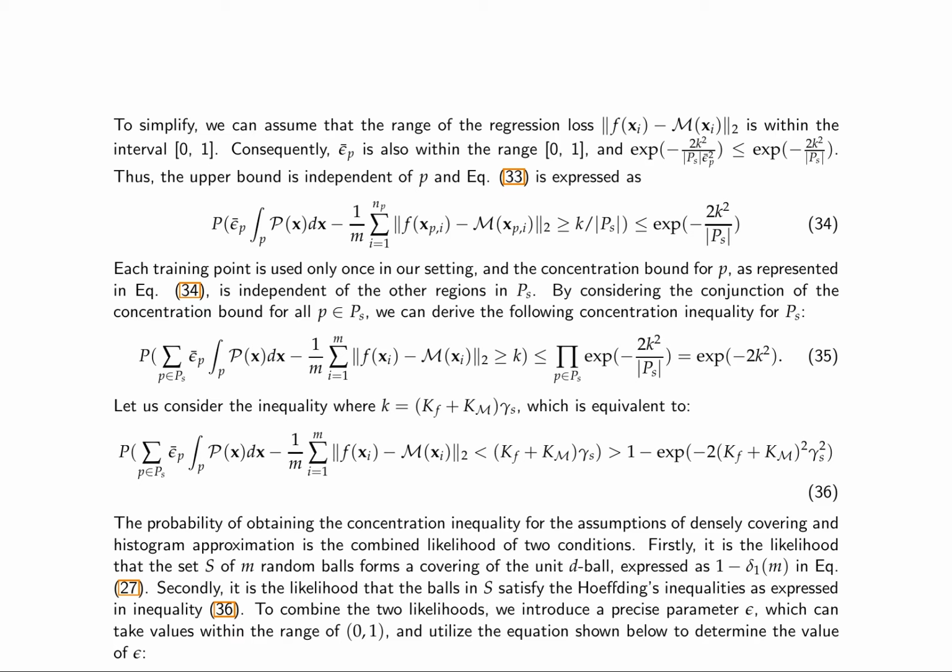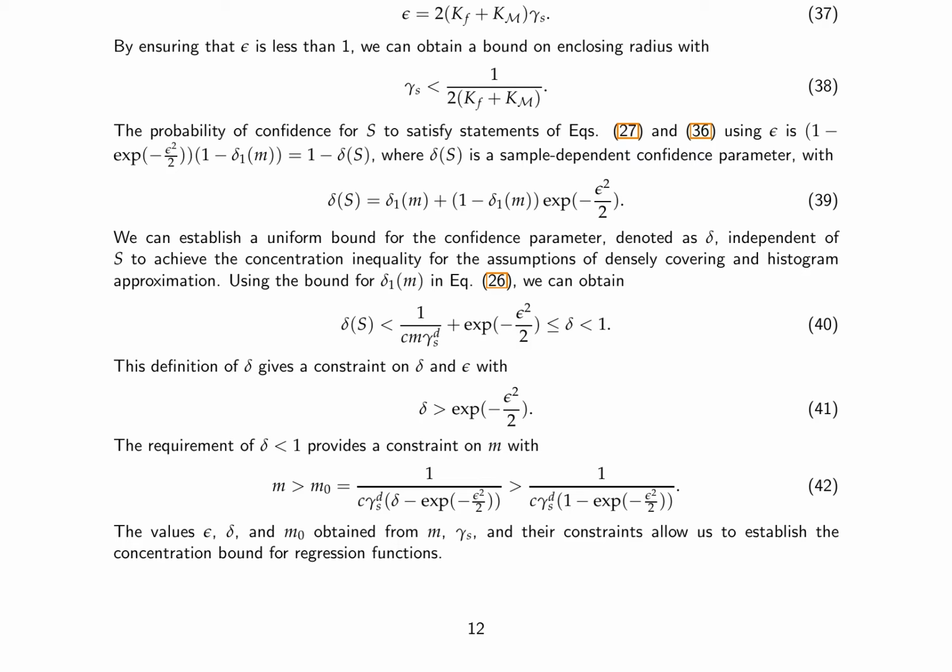The probability of confidence for S to satisfy the statements in EQs 27 and 36 is determined using a precision parameter epsilon, which takes values within the range of 0, 1. The authors introduce a bound on the enclosing radius with gamma S less than 1/2 Kf plus Km, and establish a uniform bound for the confidence parameter delta, independent of S. Using the bound for delta 1, m, in EQ 26, the authors obtain delta S less than delta less than 1, which gives a constraint on delta and epsilon.